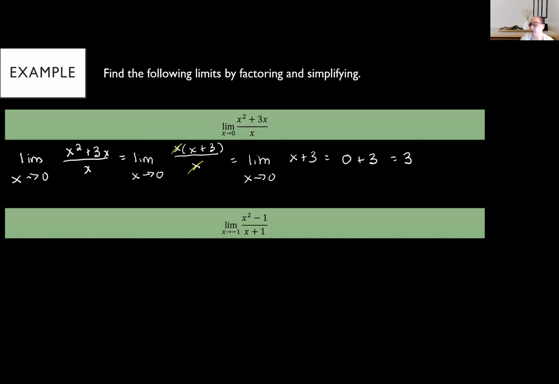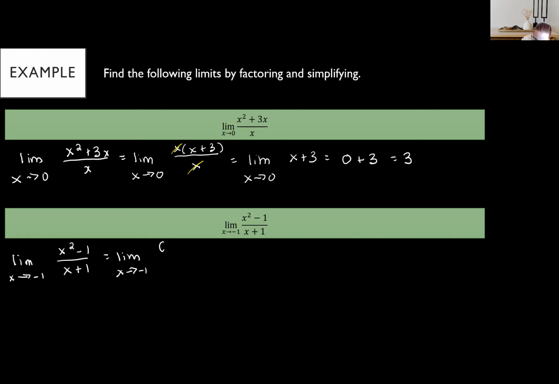So same sort of idea with the next one. We've got the limit as x goes to -1 of x squared minus 1 over x plus 1. You can factor the top or the bottom or both. In this case, for both of these examples, we want to factor the top. Now, if I plug in -1 for x, again, I'm going to get 0 in the denominator because I have x plus 1.